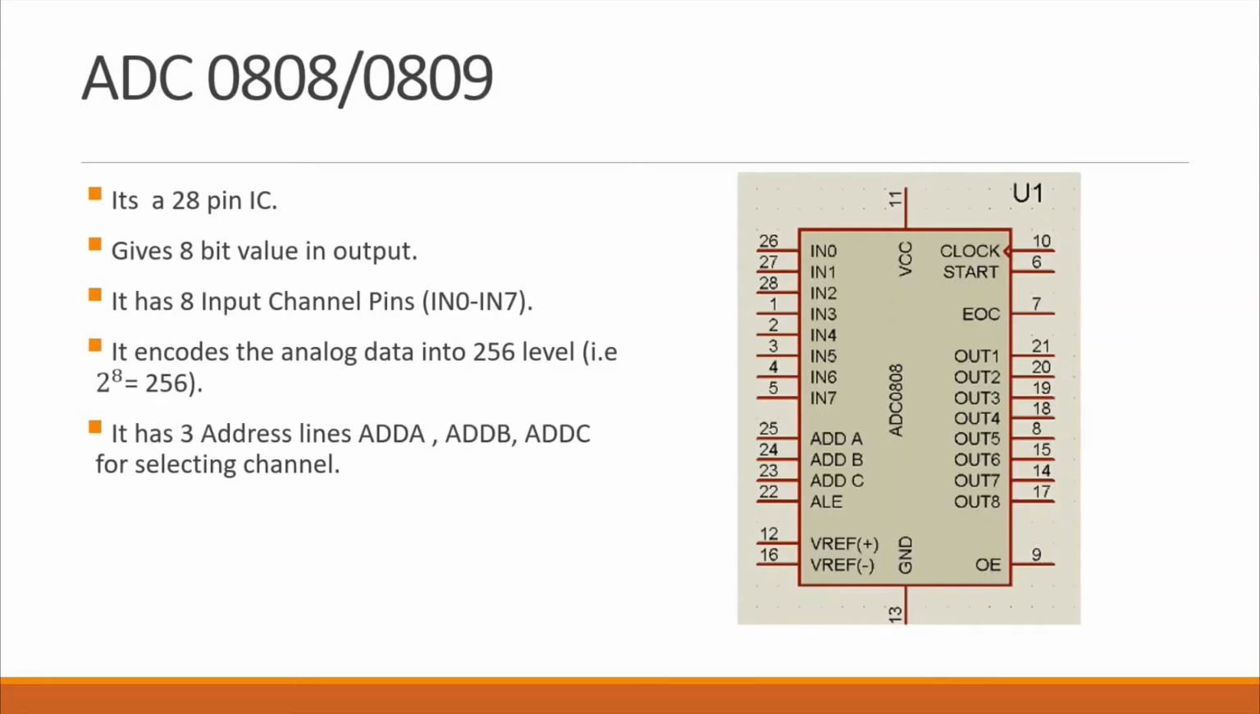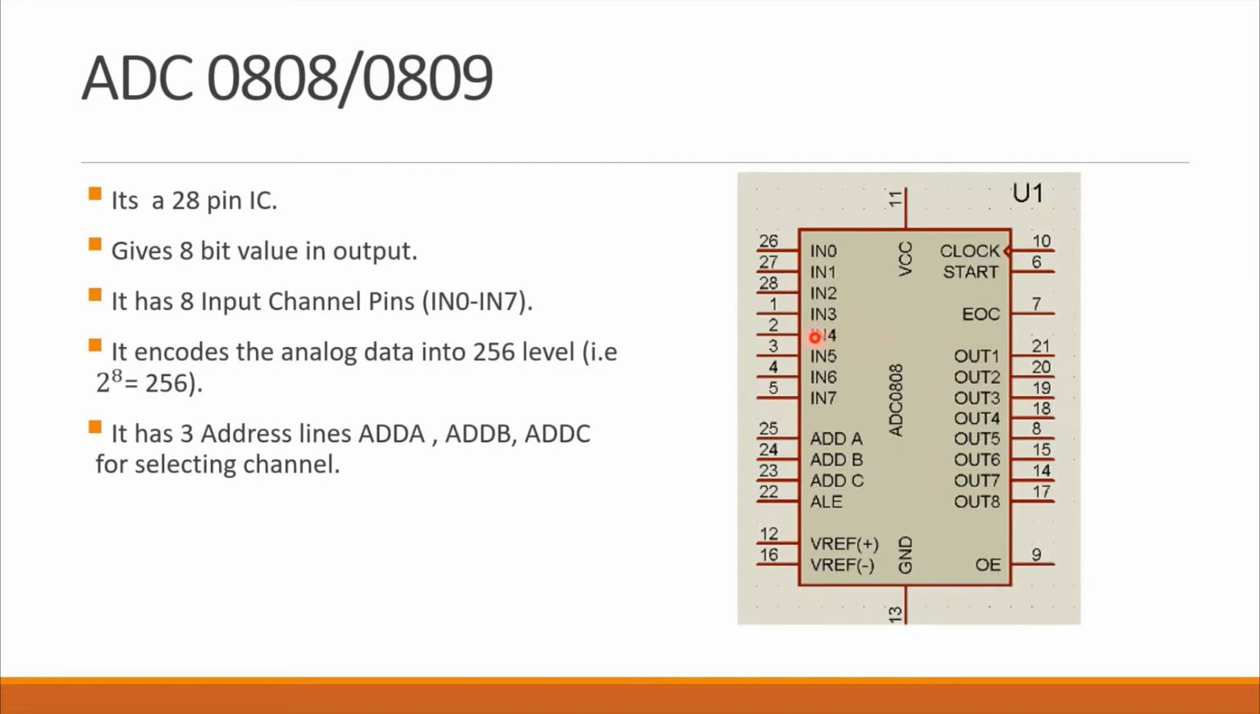Now, this is your ADC 0809. It's a 28 pin IC. You have here 8 input channels, IN0 to IN7. Then you have 8 output channels, output 1 to output 8. The input channels define your analog input, and the outputs are your digital output.